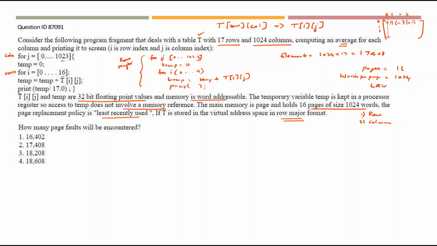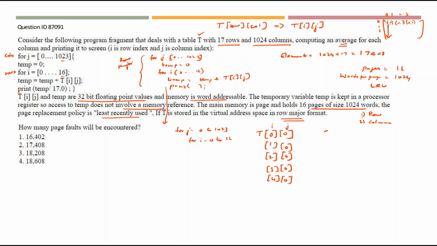Now the first question is, how many page faults will be encountered for j equal to 0 to 1023 and for I equal to 0 to 16. So if you take T, this is I and this is j. The j will stay and the ith index will change, 0, 1, 2, 3, 4 and so on, all with the 0th column. It means I am accessing it in this way. The first element will be 0,0. The second element will be 1,0.